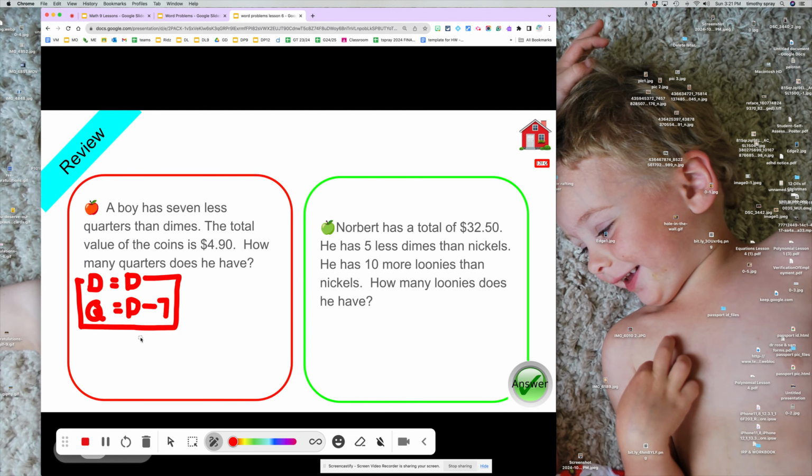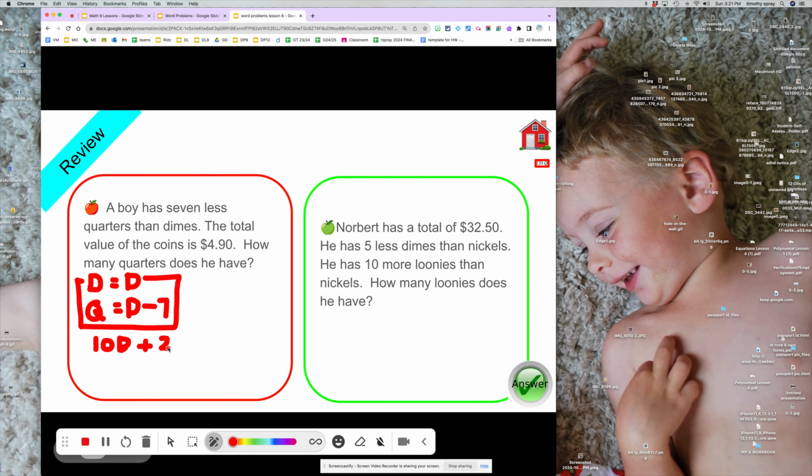Now, here's what I also know. I know that 10 cents is how much a dime is worth. And if I go 10 times D, that will give me the total value of my coins. So if I had 3 dimes, I'd have 30 cents. Or if I had 7 dimes, I'd have 70 cents, or 7 times 10. We don't know how many dimes we have, so I'm going to call it D.